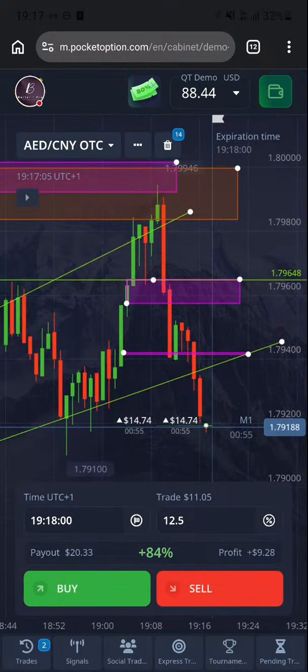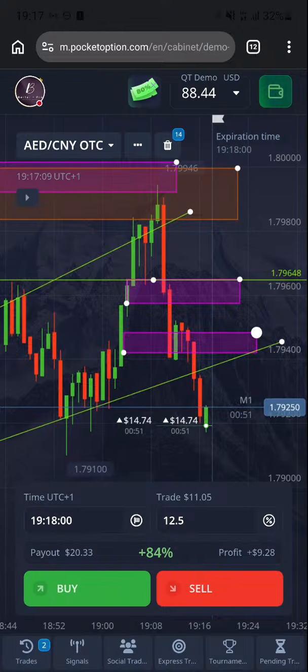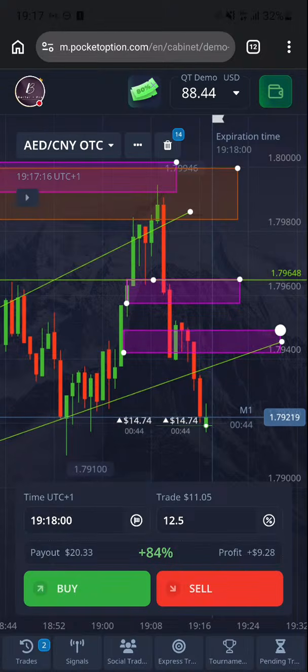Let me take this. We have a gap down on a round number. The buyers should come in now. I can't remember where this one was. I think, was it like this? No, it was like this. Somewhere like this.